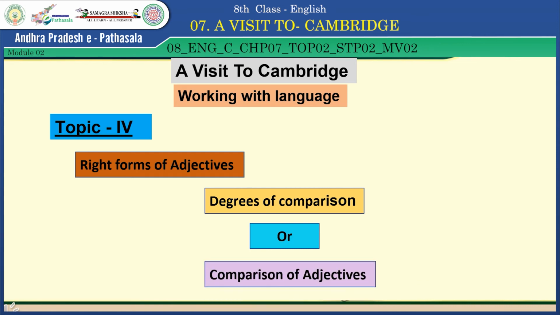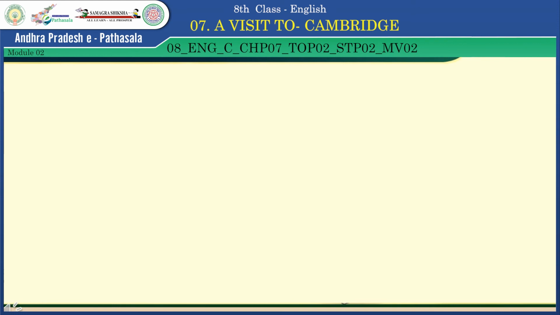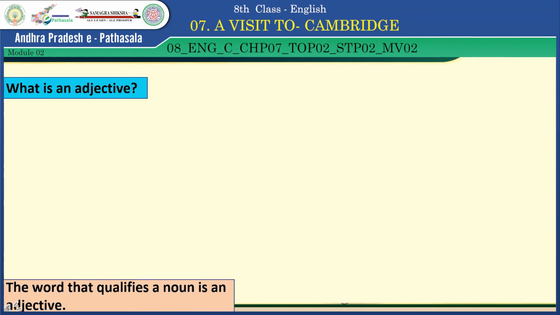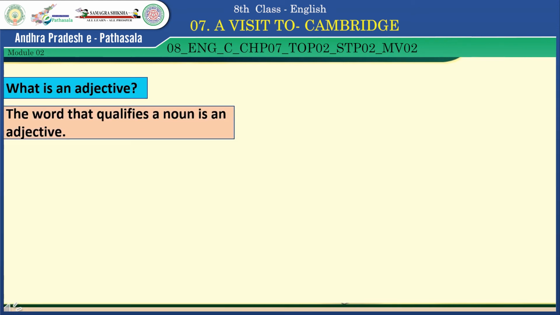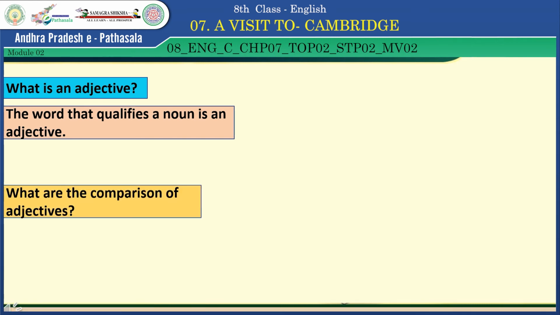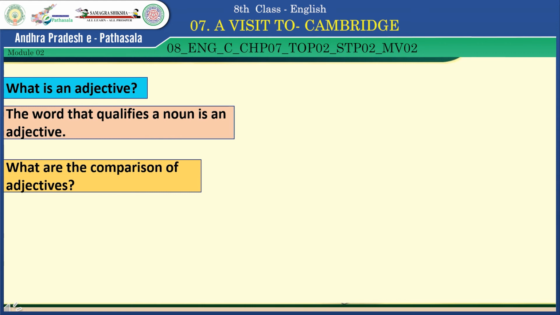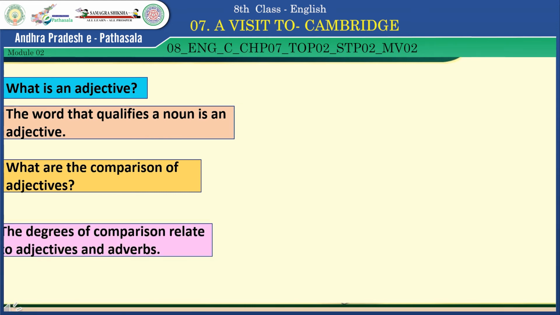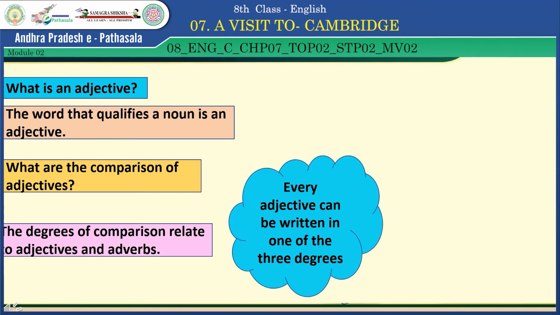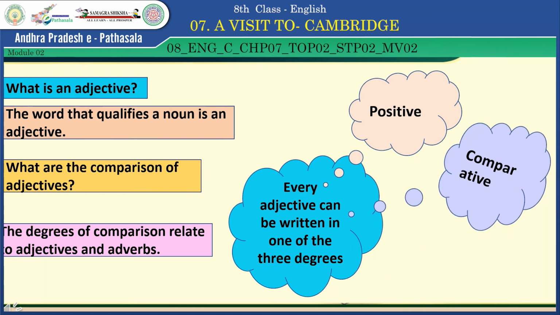What's an adjective? The word that qualifies a noun is an adjective. What are the comparison of adjectives? The degrees of comparison relate to adjectives and also adverbs. Every adjective can be written in one of the 3 degrees: positive, comparative, superlative.